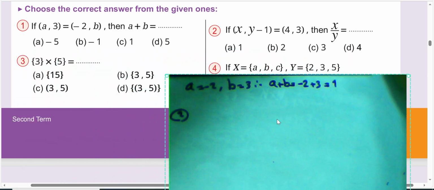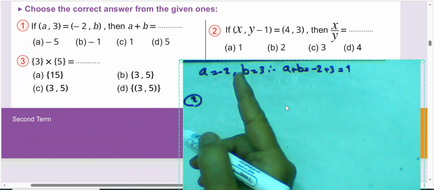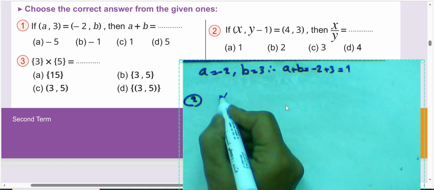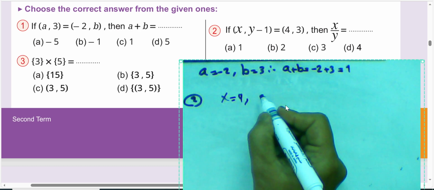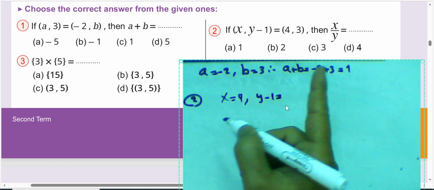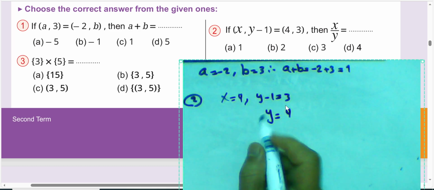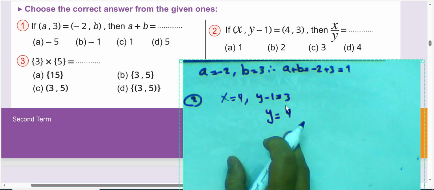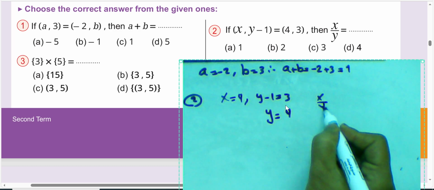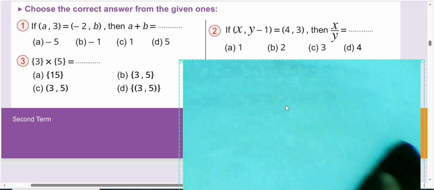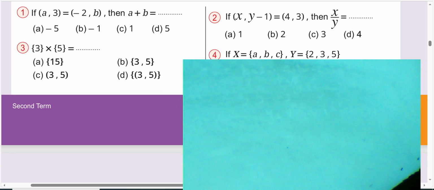Number 2, we have first equal first and second equal second. Look at here, x will be equal to 4, and then y minus 1 equivalent to 3. Then the value of y equals 3 plus 1 equals 4. We have x is 4 and y is 4. We can divide, x by y, 4 divided by 4 equals 1. Next question.